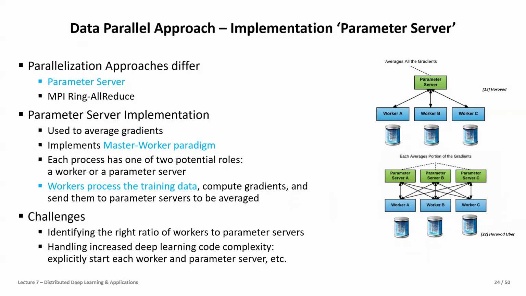And of course, this is our first concern. So if you have more data, we need more workers. If you have, let's say, bigger and bigger models, that means bigger and bigger gradient amounts and matrices, or maybe even one parameter server is not enough. However, identifying the right ratio of workers to parameter servers is one of these challenges, right?